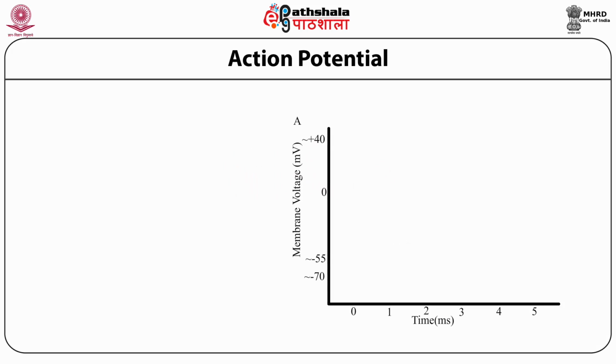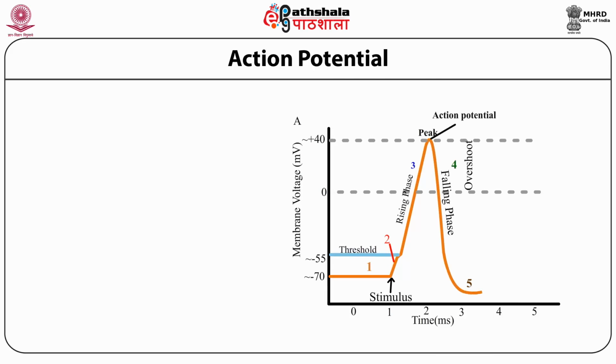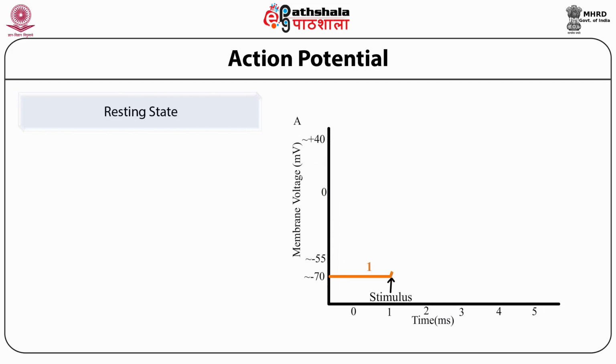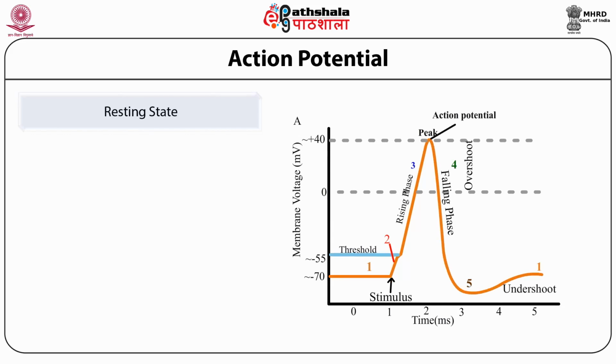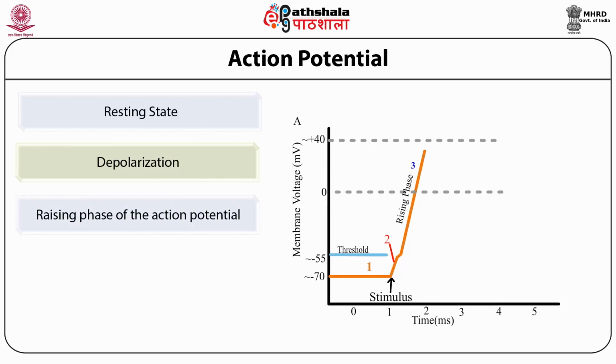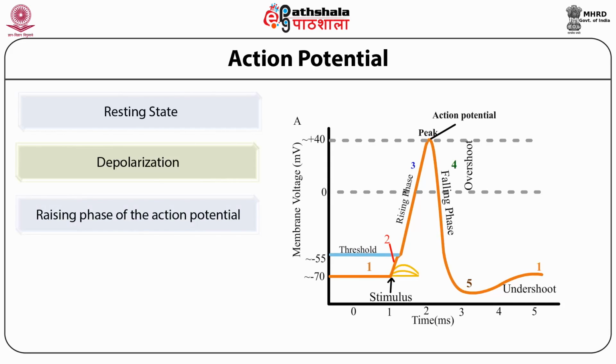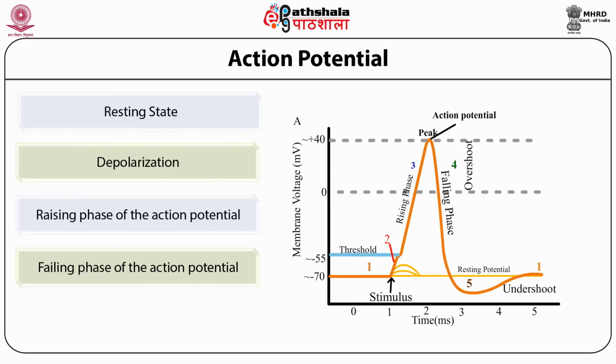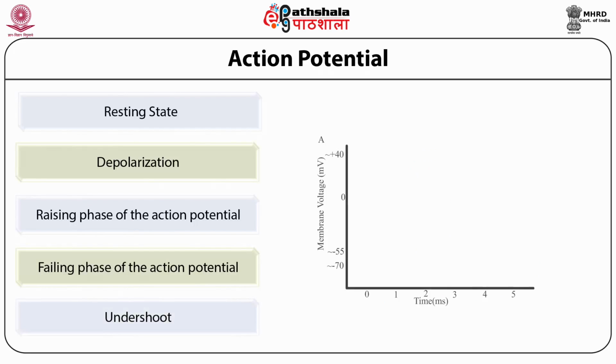This is showing the action potential. There are different states or phases of the action potential. The first one is the resting state. In the resting state, the value of the membrane potential is about minus 70 millivolts, and then it is followed by depolarization. Depolarization means the membrane becomes more positive. After that, there is a rising phase of the action potential. After that, the action potential reaches its peak and comes the falling phase. After the falling phase, it goes to undershoot.